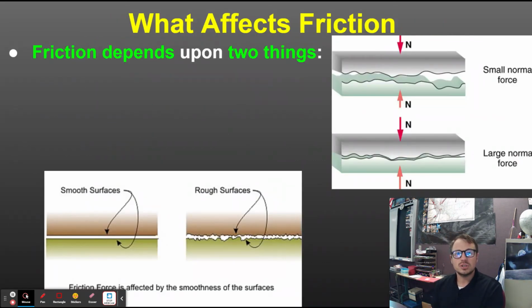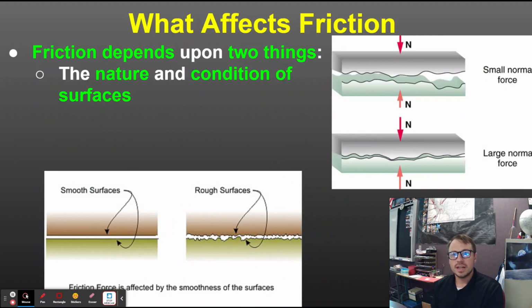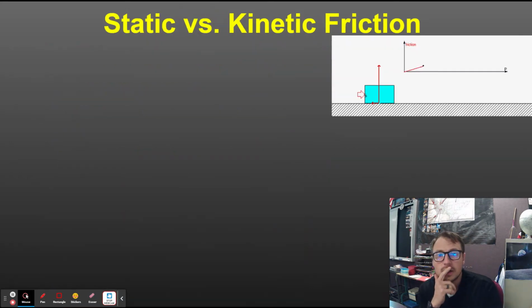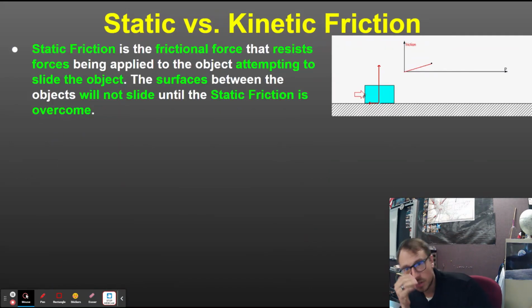So what affects friction? Two things affect friction: the nature and condition of surfaces, and how hard the surfaces are pressed together, also known as the normal force. You can see here the normal force. If you have a larger normal force, it is pressing those surfaces together harder. It also depends on what surfaces are being slid together. So there are two types of friction.